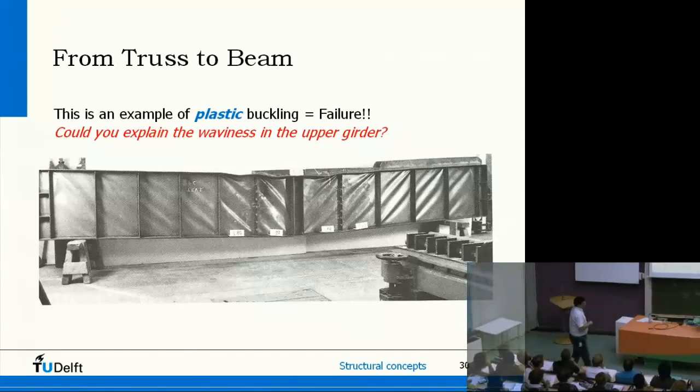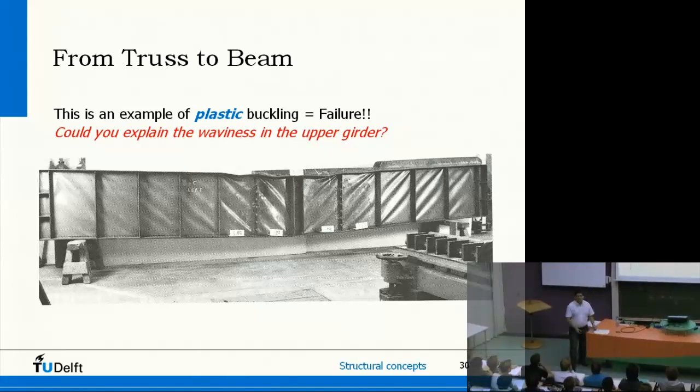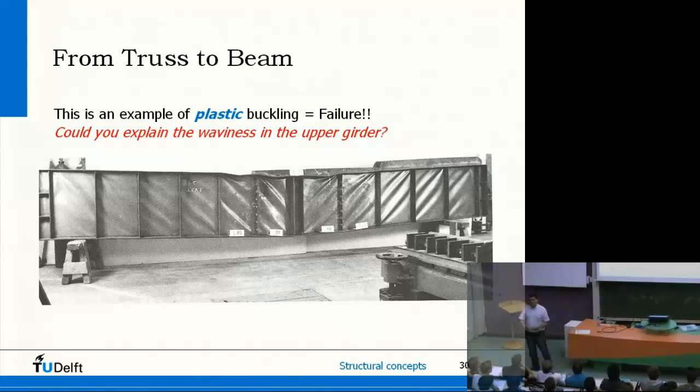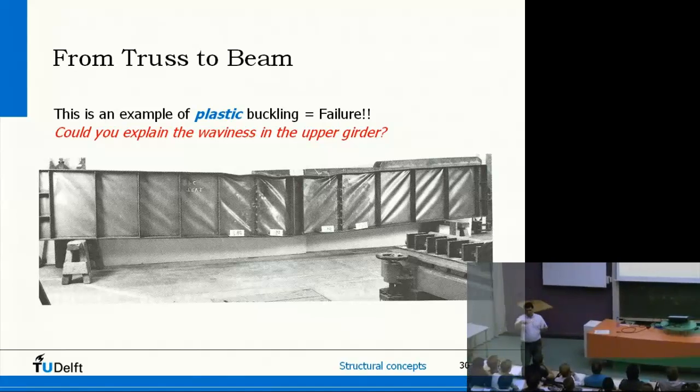Here you see another example, and in this case it has failed. The whole beam has failed, and the buckling you see here in these windows is done by plastic deformation of the metal. So if you take it out, you still see the waviness. It's just as if you bend metal sheets in a workshop.